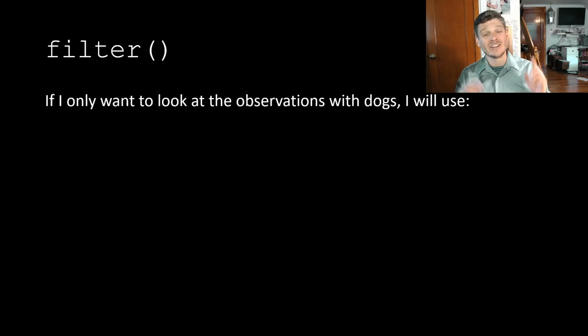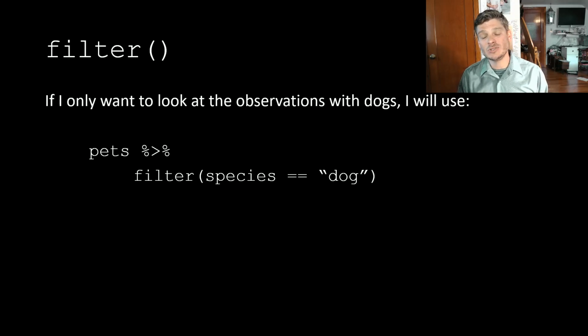Now let's say I have that data frame of all the pets, and I only want to look at the observations that have dogs. I only want to look at the dogs here. So the way I'm going to do this is I'm going to take my data frame pets, and I'm going to pipe it in. Again, I love that piping feature, right? I'm going to pipe it into my filter function, and I'm going to filter based on the species being equal to dog. So again, the column name, we don't need quotes around because that's the name of the column.